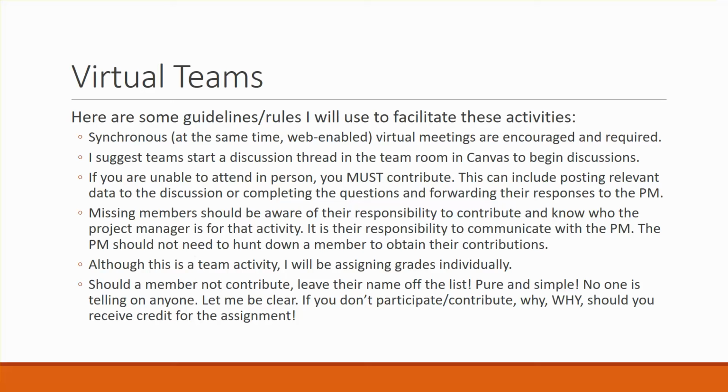Even though this is a team activity, I will be assigning grades individually, and it's important to understand project managers, teams as a whole. If you find that somebody just didn't contribute, didn't show up, you never heard from them, leave their name off of the assignment. Pure and simple. There's no reason why you should feel guilty or obligated to include somebody's name on an assignment when they did not contribute.